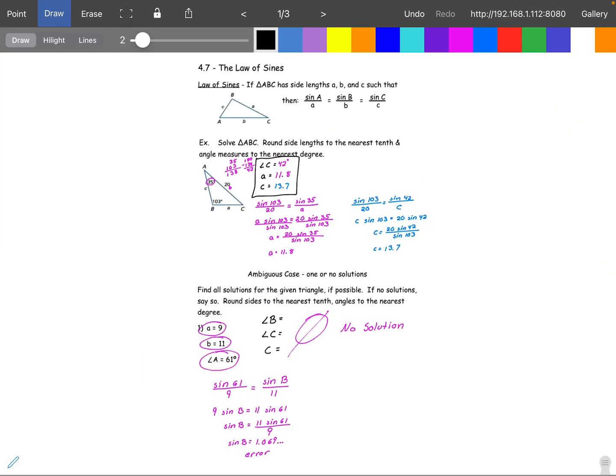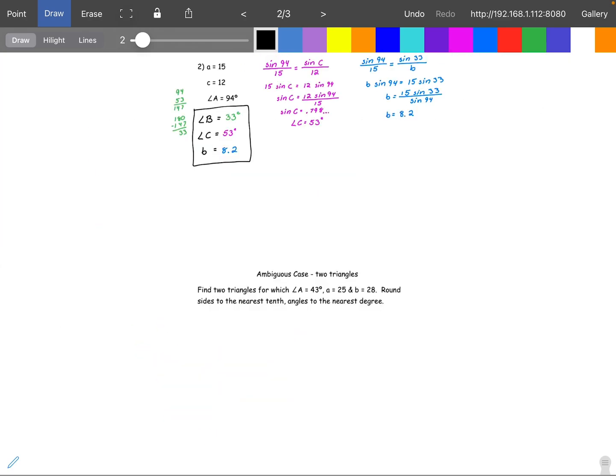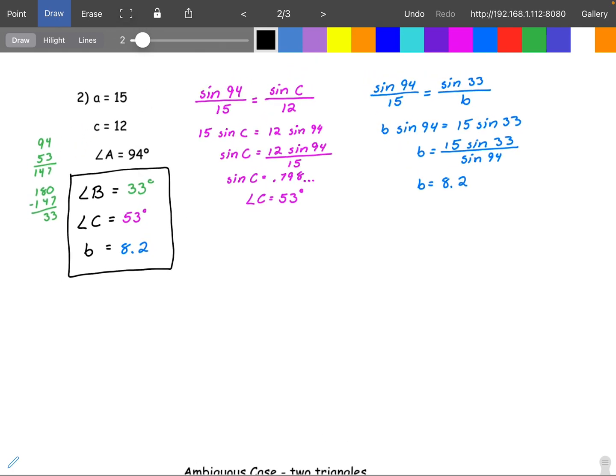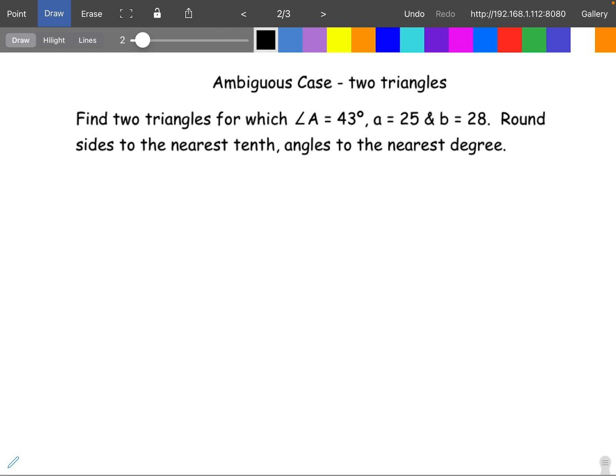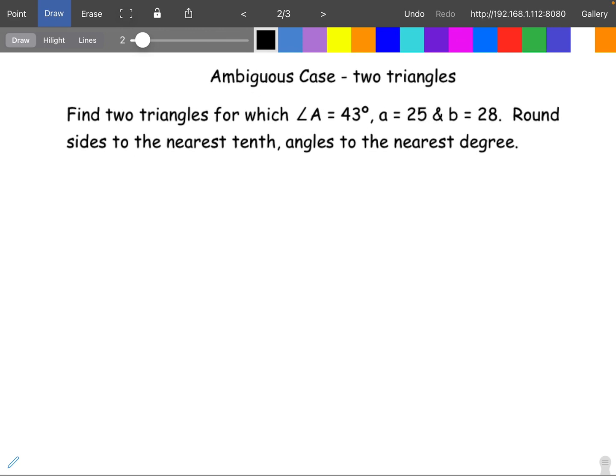All right, so we saw an example of when there was no solution. We saw an example of when there was only one solution. Now we want to look at when we have a triangle that gives us two solutions. So every now and then we come across measurements that will allow us to form two different triangles. So we want to make sure that we know how to find not just one triangle, but both triangles that it is possible to create. So we're going to find the two triangles for which angle A would be 43 degrees, side A would be 25, and side B would be 28.